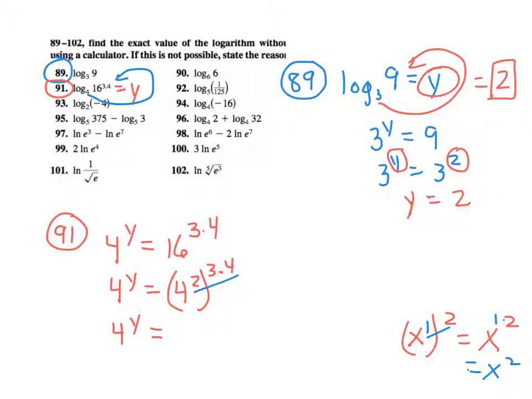So I'm going to multiply those two exponents together, and I get 4 to the 6.8. So therefore, y, what we were looking for, has to be 6.8. Okay, so log base 4 of 16 to the 3.4 is 6.8.